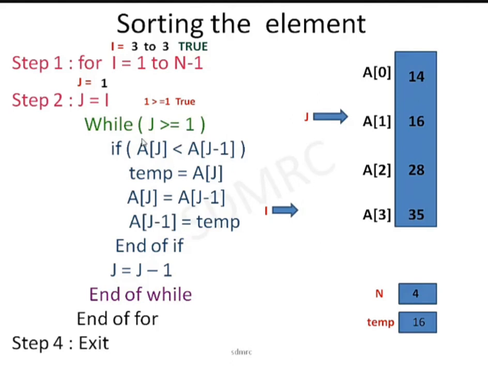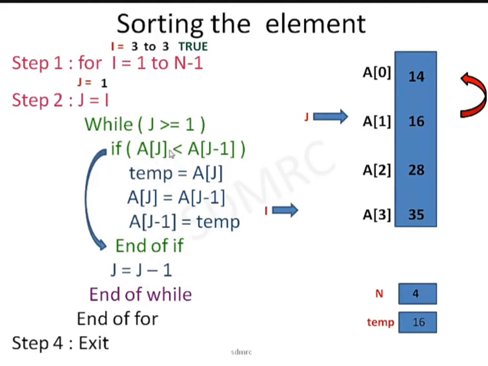Again, if a of j less than a of j minus 1, 16 less than 14, that is false. Directly come to end of if. Anyhow, I have to decrement the value of j, j is equal to j minus 1. In case I write it inside the if, I will not change the value of j, it will be still 1, 1 greater than or equal to 1, true. Again, I will keep on comparing these two elements. That's why this has to be written after end of if.